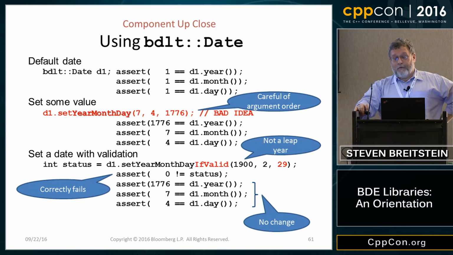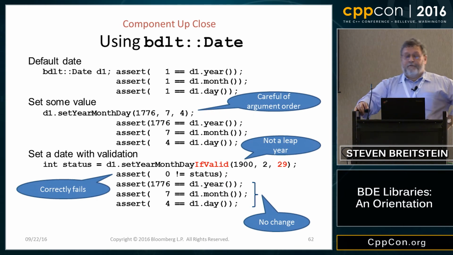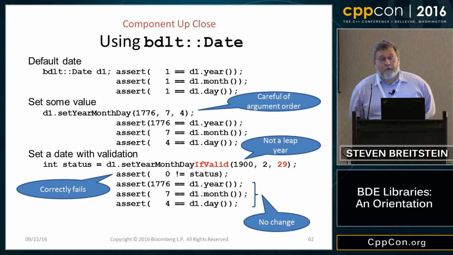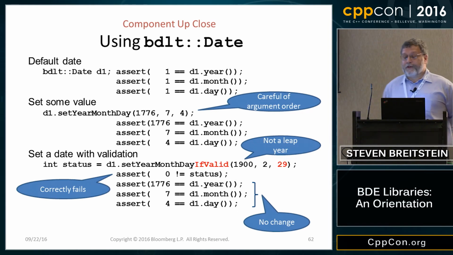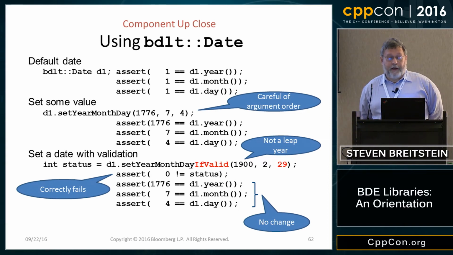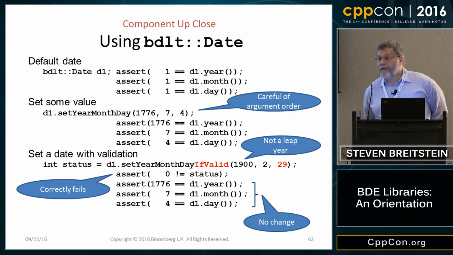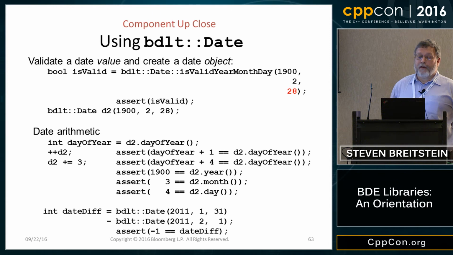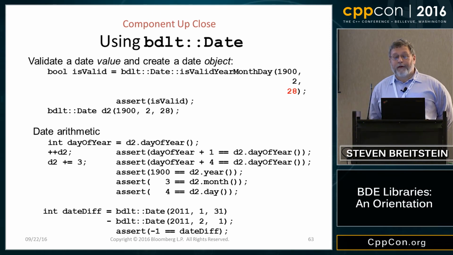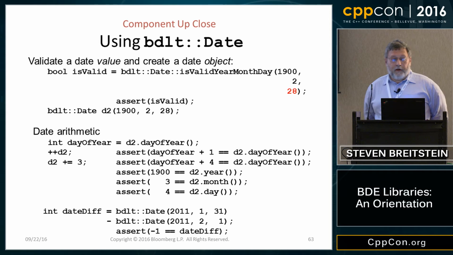If you know you're putting in a good date, there are no checks. If you're not certain, if you want validation, which is not trivial, then you use the isValid method. Or you can just invoke the static method directly, and hopefully you copy the values correctly and create your date object.